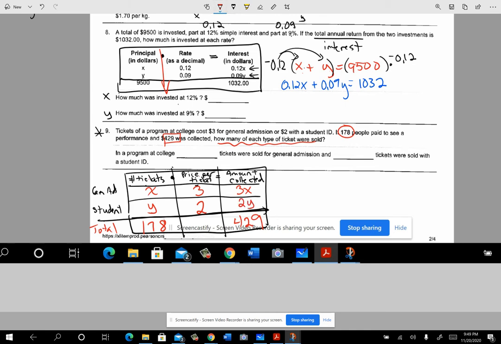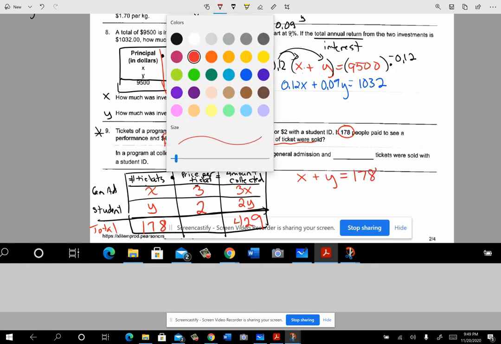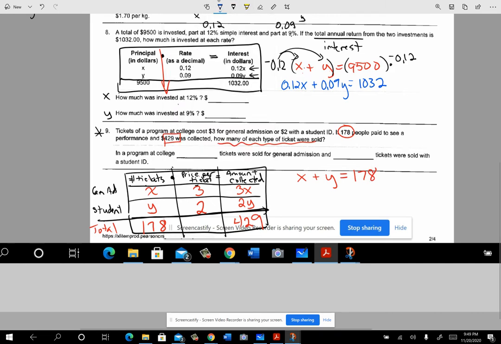So we're going to have one equation that says the number of general admission tickets plus the number of student tickets has to equal 178. And then our other equation would be related to how much money we got. We got 3X represents how much money you got from those general admission tickets. 2Y is the amount of money you got from the student tickets. And that winds up equaling 429. The total amount of money collected.